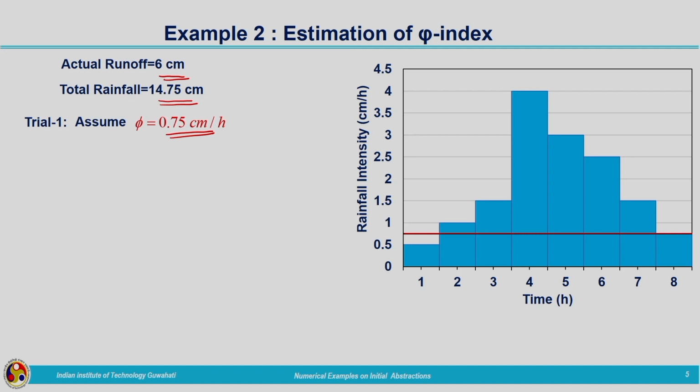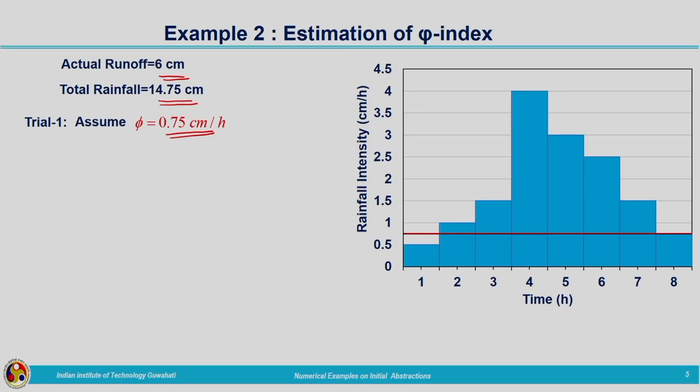If you are a very experienced person, you are having an amount of actual runoff and also rainfall value. From this rainfall value, what should be the abstractions which has to be subtracted to get this much of runoff value? From experience, you will be getting that value. Your initial guess may become correct, but for a beginner, we need to start like this. We have to assume a phi index value. Here I am assuming 0.75 centimeters per hour as the first guess for phi index.